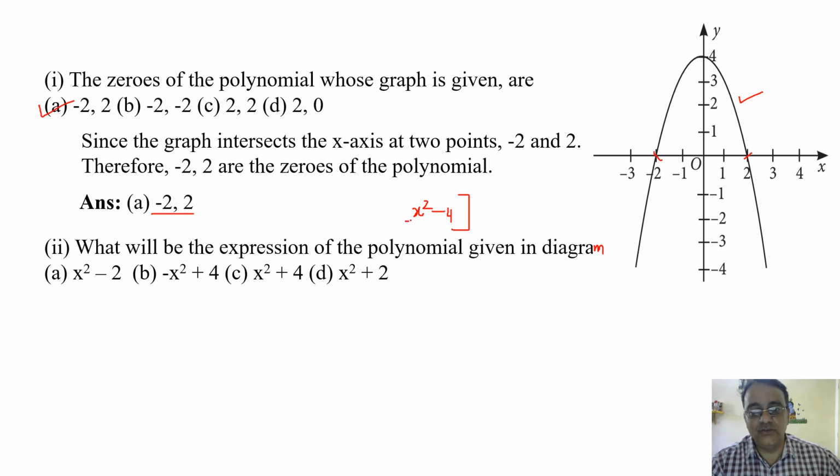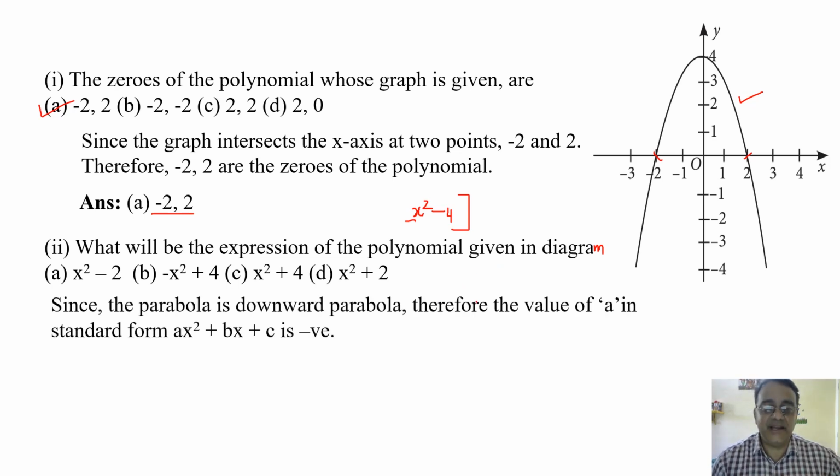Downward parabola, so the coefficient of x square should be negative. Since the parabola is downward, the value of a in the standard form ax square plus bx plus c is negative. We got x square minus 4, so we multiply by minus. If you multiply by minus you will get minus x square plus 4, and that is the correct answer. Option B. Any doubt in this question? No.